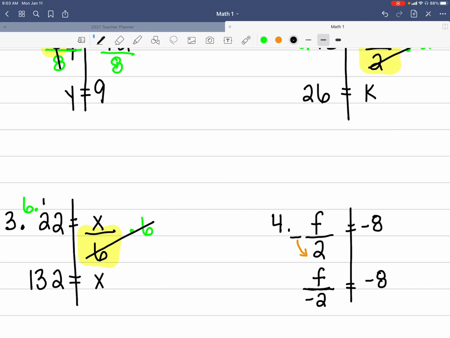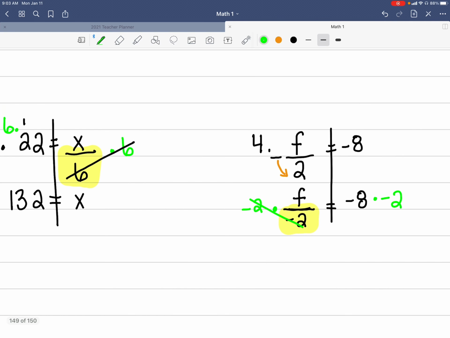And then I can do my inverse operation. So I know that this is divided by negative 2. So instead of dividing by negative 2, the inverse means we're going to multiply by negative 2. All right, so negative 2 divided by negative 2, that is going to cancel, and that's going to leave me with f. And then negative 8 times negative 2 is going to turn into positive 16. All right, so if I think about this, I have 16 divided by 2. That's going to give me 8, and that's going to make it negative 8, which is exactly what we wanted.